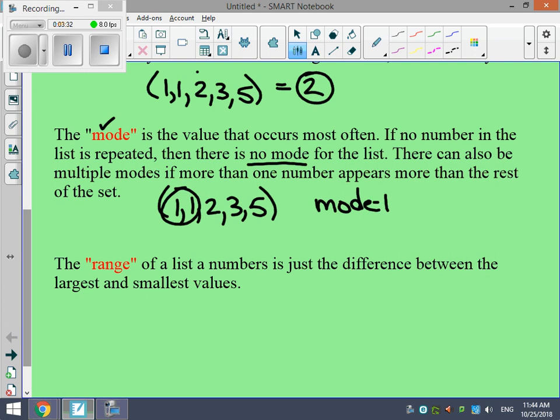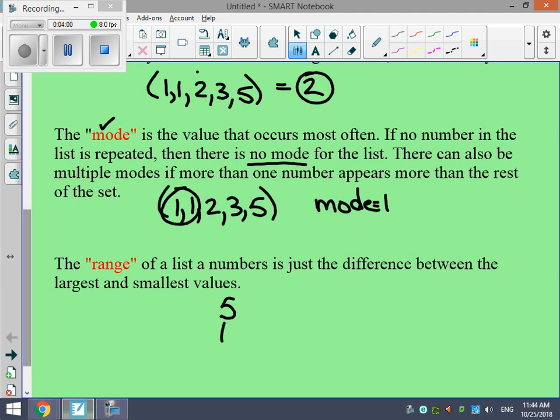And lastly, our range. Range, when we have bigger numbers, we're trying to figure out how far apart the largest number is to the smallest number, or the smallest to the largest. And the best way to do that is to simply subtract the smallest value from the largest. So our largest value there is 5, and it's really easy when you have it written in order. And our lowest value is 1.